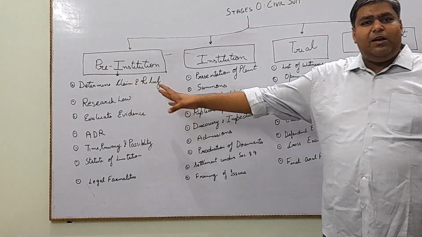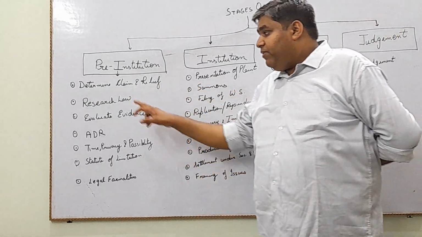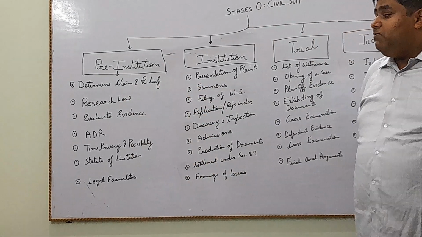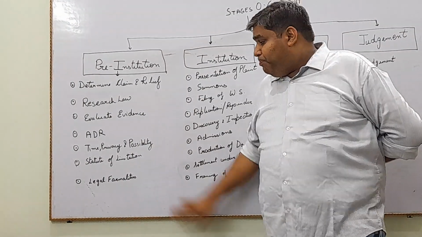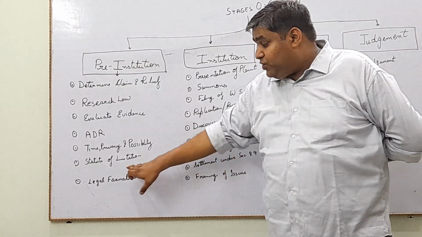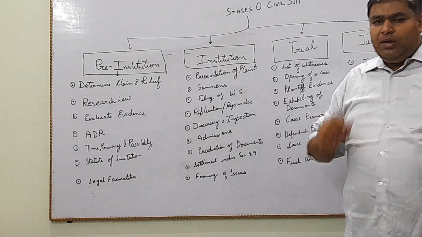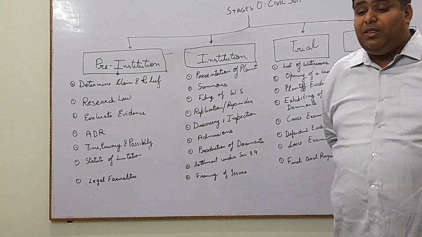What are the points which I have mentioned under the pre-institution? Determine the claim and relief, research law, evaluate the evidence, the ADR mechanism, time, privacy, and the possibility of enjoying the fruits of the judgment, the statute of limitation, and the legal formality. Quickly, let me explain what is determining the claim and the relief.